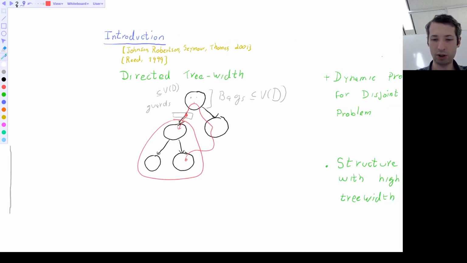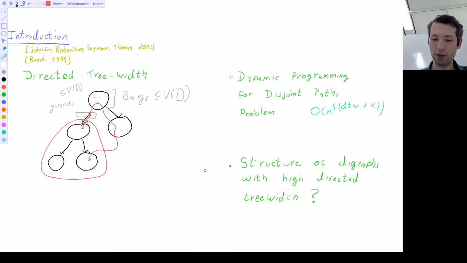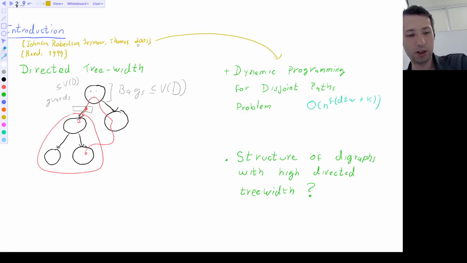It has a couple of applications, both in terms of algorithms and in terms of graph theory. For algorithms, since we have a tree decomposition, if our width is small, one can apply dynamic programming techniques to show that the disjoint paths problem can be solved more efficiently if the directed tree width is small enough. This is a result from the same people who introduced directed tree width: Johnson, Robertson, Seymour, and Thomas.